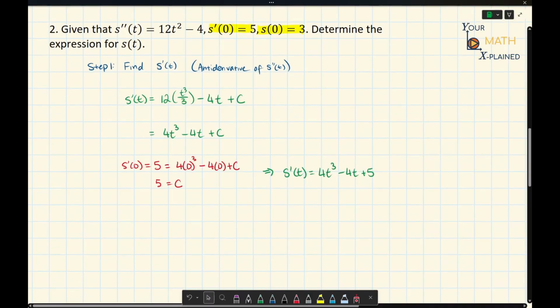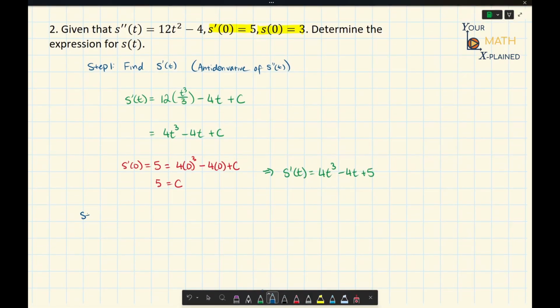And now we can move on to our step 2. So step 2 is now to find s of t. And s of t is going to be the antiderivative of s prime of t, which means s of t is going to be 4 times t to the power of 4 over 4 minus 4 times t squared over 2 plus 5t plus d.